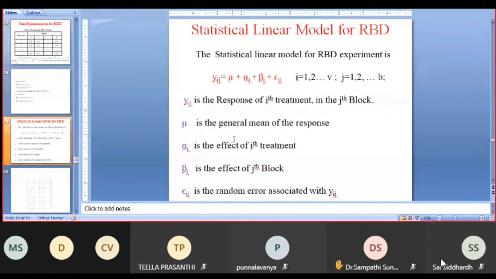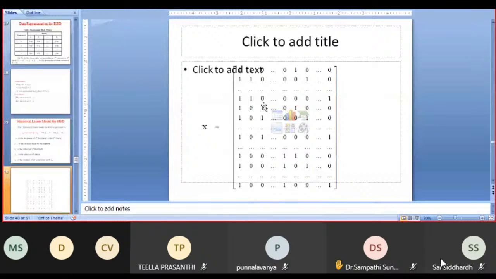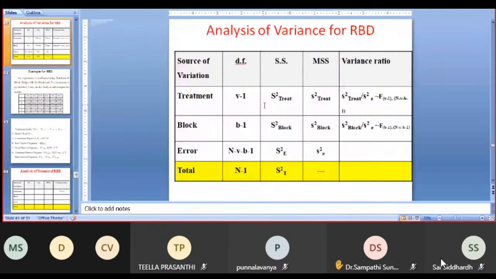So for the randomized block design, the statistical model is Yij equal to mu plus alpha i plus beta j plus epsilon ij, where mu is the general mean, alpha i is the effect of the ith treatment, beta j is the effect of the jth block, and epsilon ij is a random error. Now X is the design matrix. If you write like this, then you can write the statistical model as y equal to X beta plus epsilon, and you can carry out the analysis of variance of the two-way classification. The analysis of variance table will be like this.